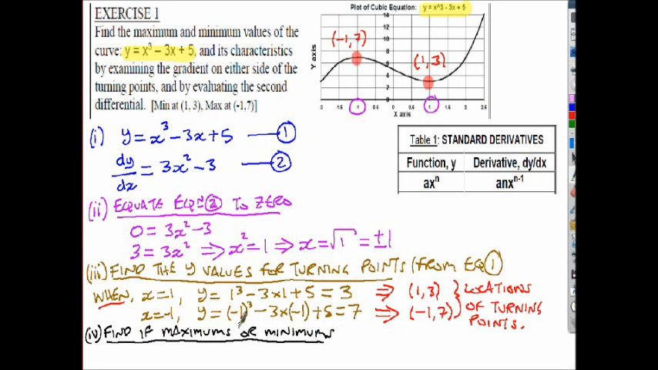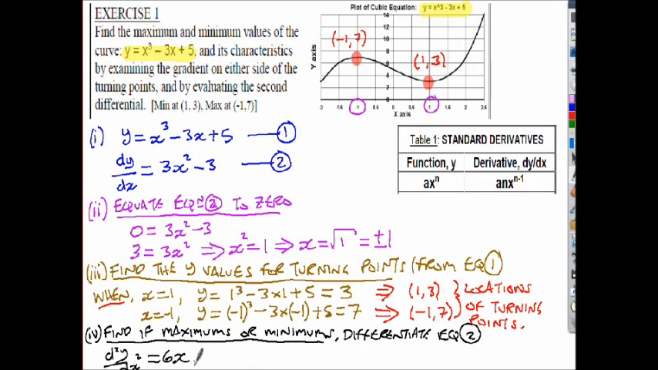So we need to find the second differential now. All we're going to do is take equation 2 shown above and differentiate it again. So this is the second differential, d2y by dx squared. Again, it's standard form. I've got 3x squared minus 3. Differentiating that, 3x squared becomes 6x. And differentiating negative 3 with respect to x, that will disappear. Constants always disappear. So that's our second differential. What we need to do now is put the values of x into the second differential and find its value. Don't forget, if it's positive, we've got a minimum. If it's negative, we've got a maximum.